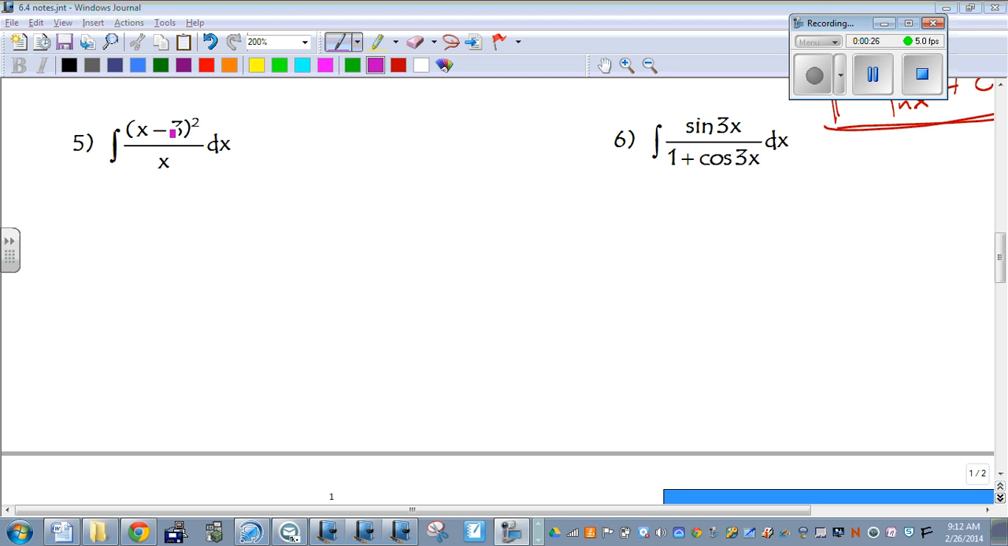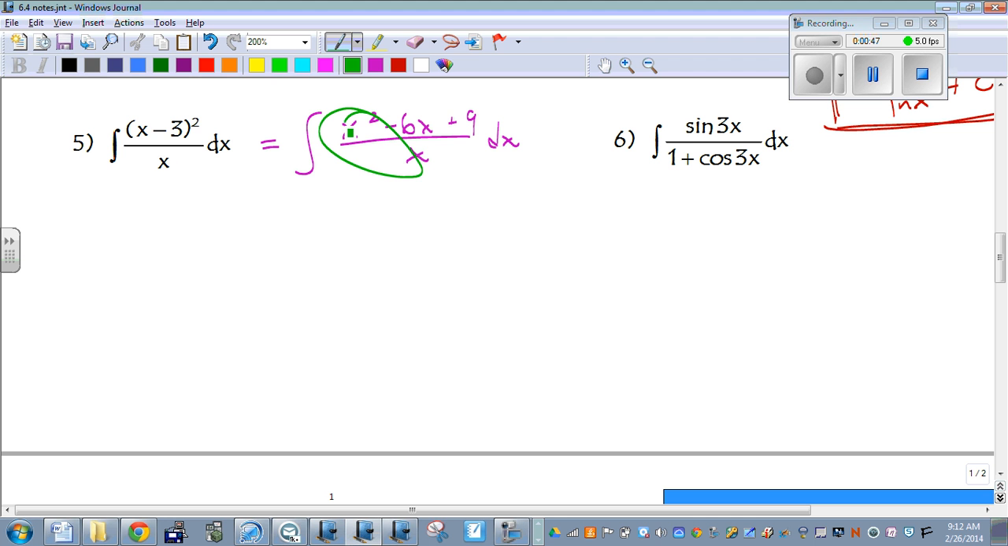Use FOIL to distribute. We get the antiderivative of x squared minus 6x plus 9 all over x. So this is one we saw before when we started doing antiderivatives, similar problems like this. And then we could split this up. Right? Each one of these terms is being divided by x. So what I'm going to do is divide each thing by x. Some people like to rewrite it as x to the negative 1 on top and distribute it through, but I just think of it as dividing each one of these.